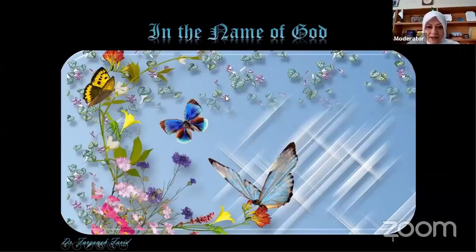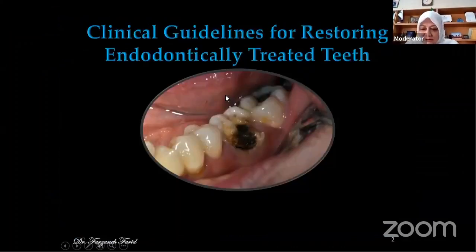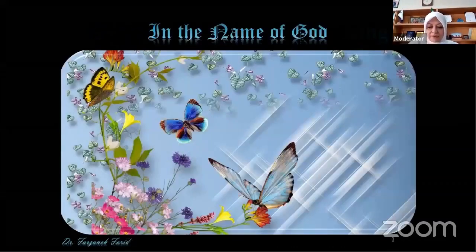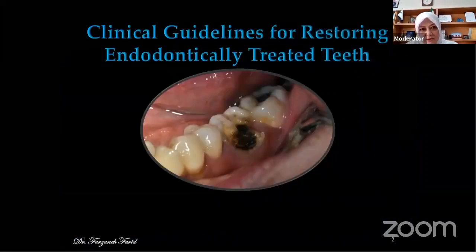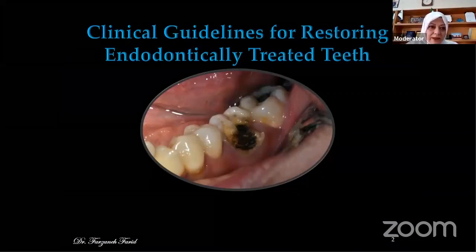The program has two parts. Part one is a PowerPoint presentation with a movie presentation, and part two, after a break, is again a PowerPoint presentation and movie presentation. At the end of each part, we have time for question and answer.